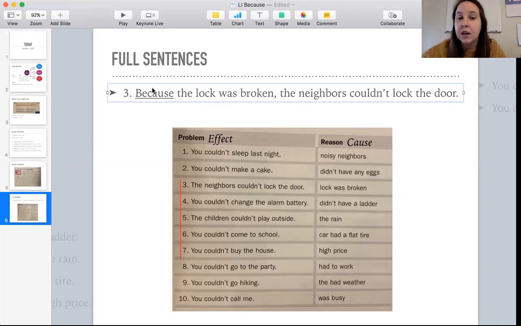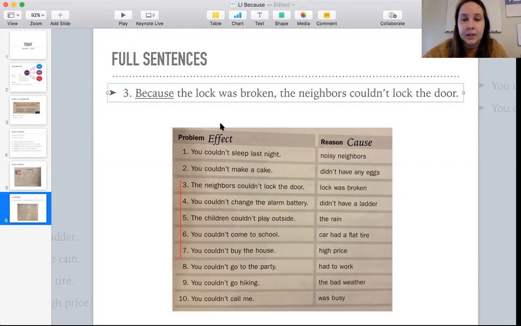Now, this because the lock was broken could be at the beginning or the end of the sentence. Both are okay. You could also say the neighbors couldn't lock the door because the lock was broken. So this can be moved to the beginning or the end of the sentence.